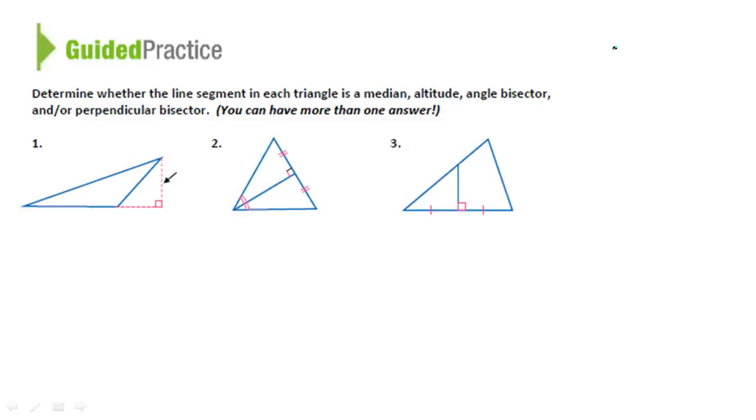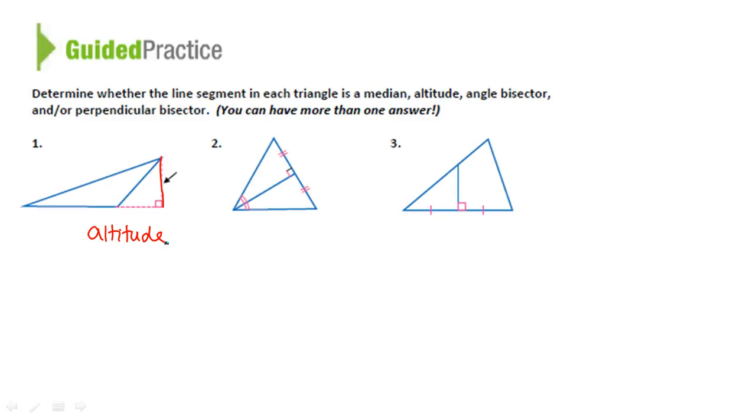For guided practice, we're going to practice first by identifying the segments in each of these pictures. Determine whether the line segment in each triangle is a median, altitude, angle bisector, and or a perpendicular bisector. So we can have more than one answer. In the first one, this is not going to be a median because it's not going to the midpoint of the opposite side. It is an altitude because it's coming from an angle and it's perpendicular to the opposite side. It's not an angle bisector and it's not a perpendicular bisector.